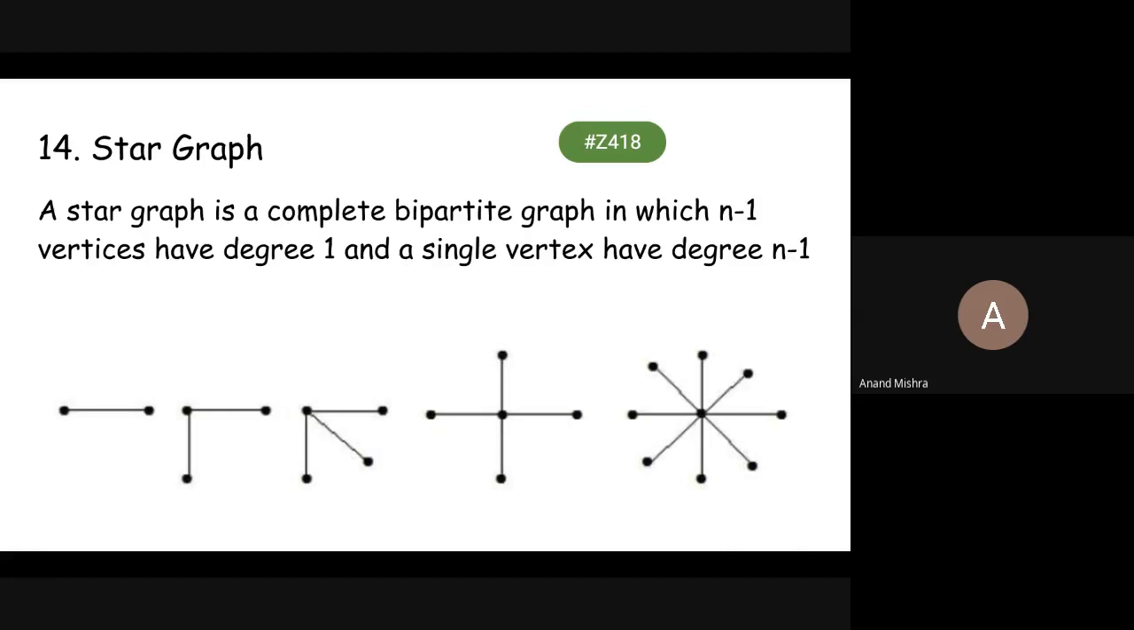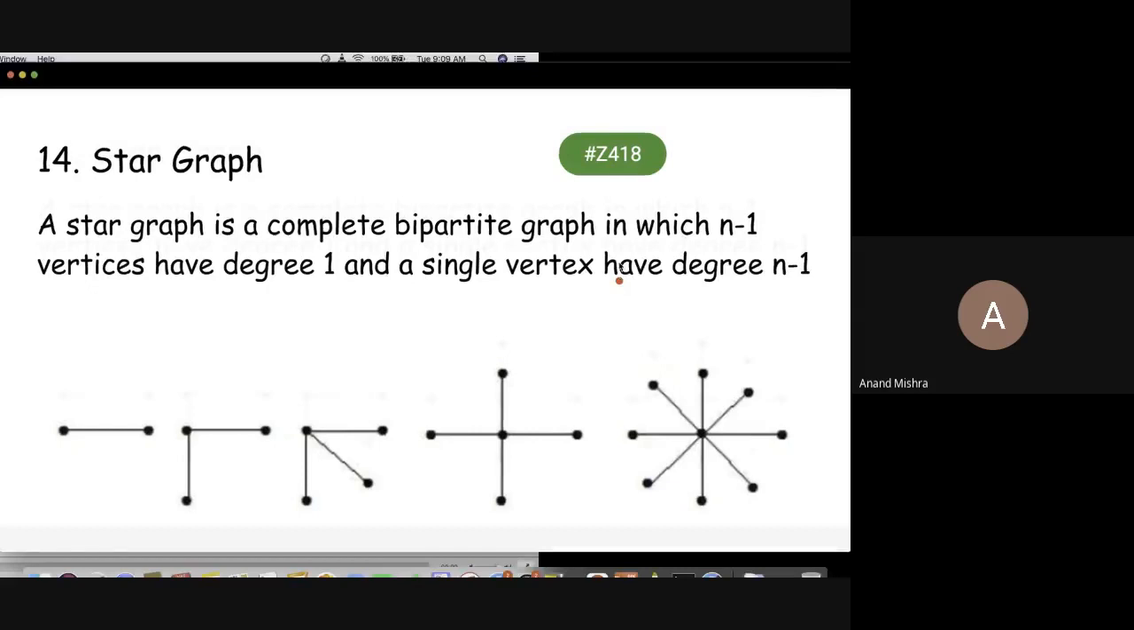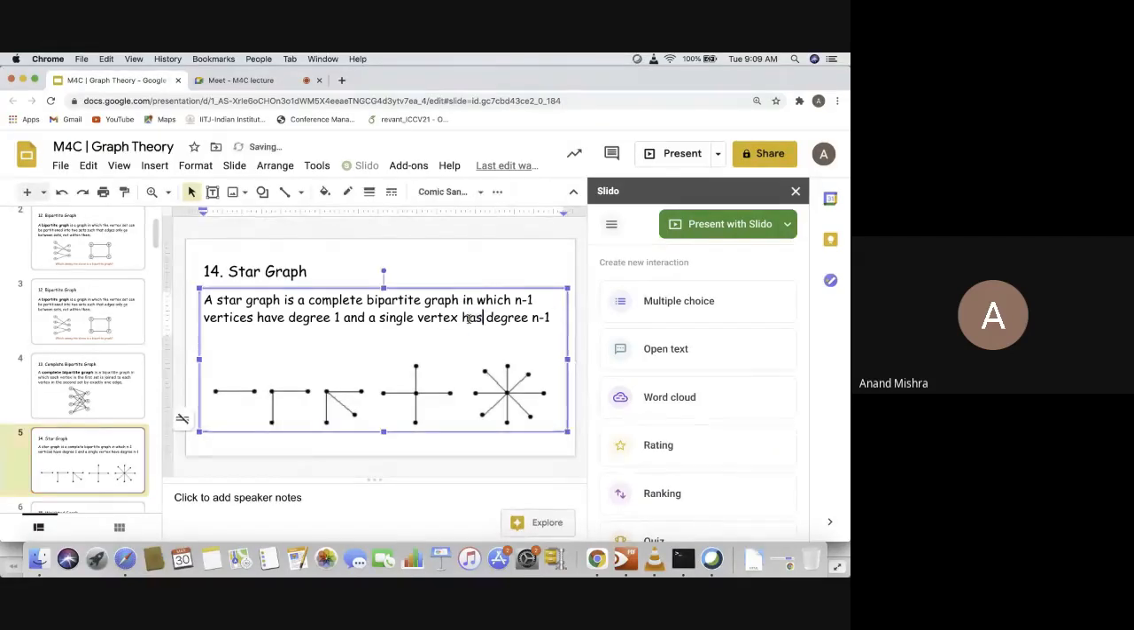Okay, good so far. Now let's look into another graph, the star graph. The star graph is a complete bipartite graph. This doesn't look like a bipartite graph, but it is, because in it n minus 1 vertices have degree 1 and a single vertex has degree n minus 1. There is a typo here; this should be "has".